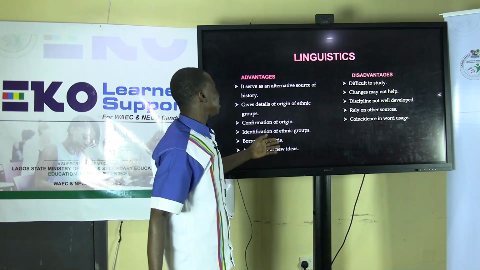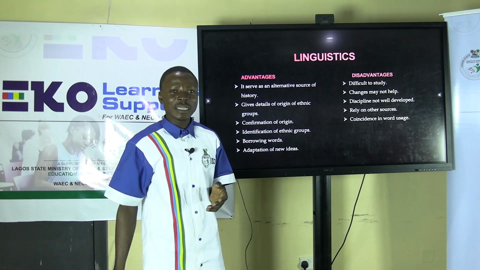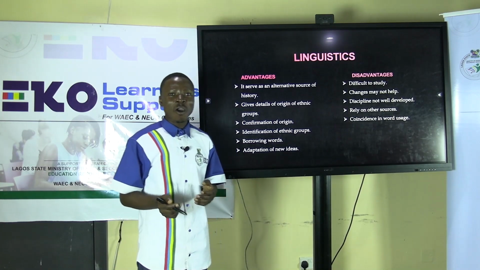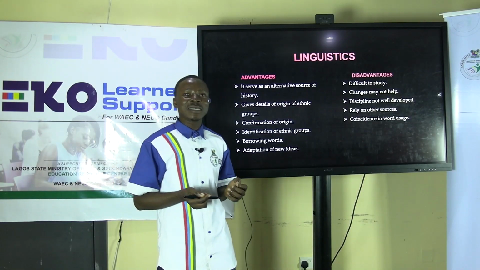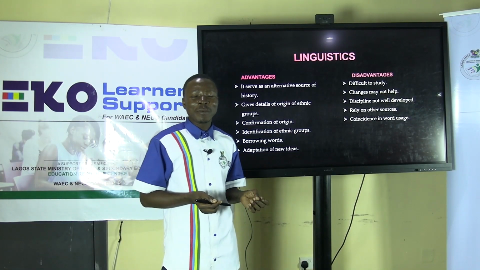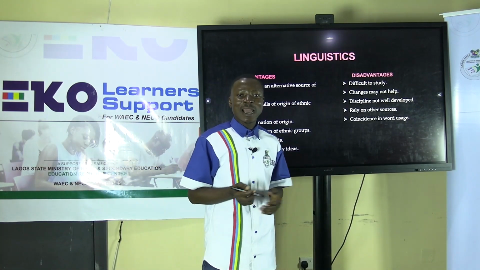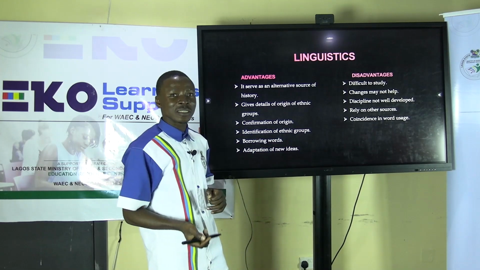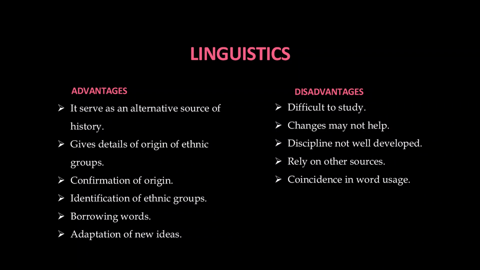Then we will now look at the advantages and disadvantages of the use of language in the reconstruction of history, or as a source of history. The first one is that it serves as an alternative source of history, because when other sources of history are not available within the domain of a researcher, the language of people and how it's related can be explored in reconstructing their past. Also, it gives details of the origin of ethnic groups.